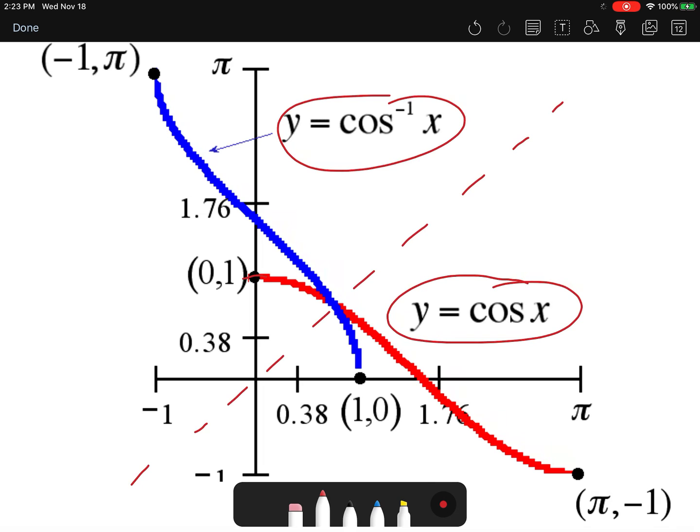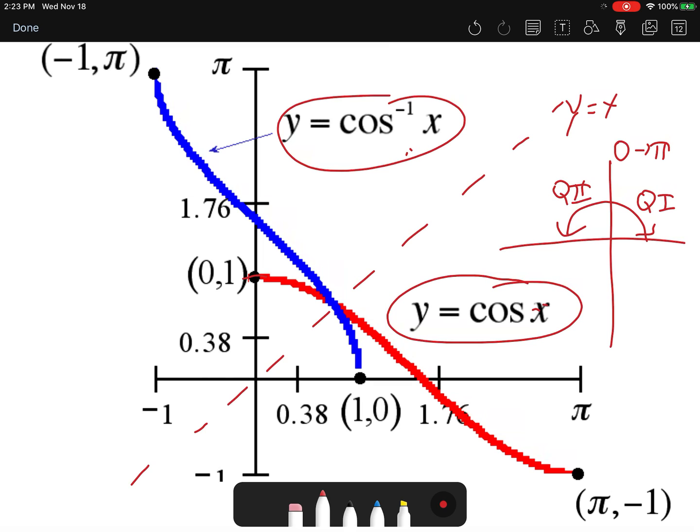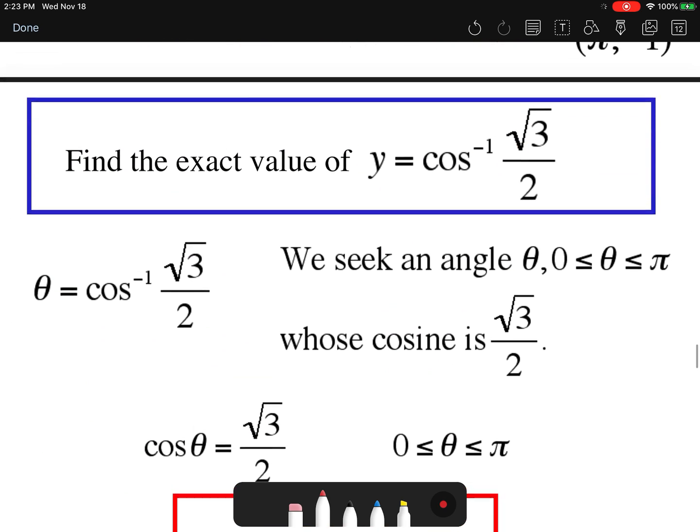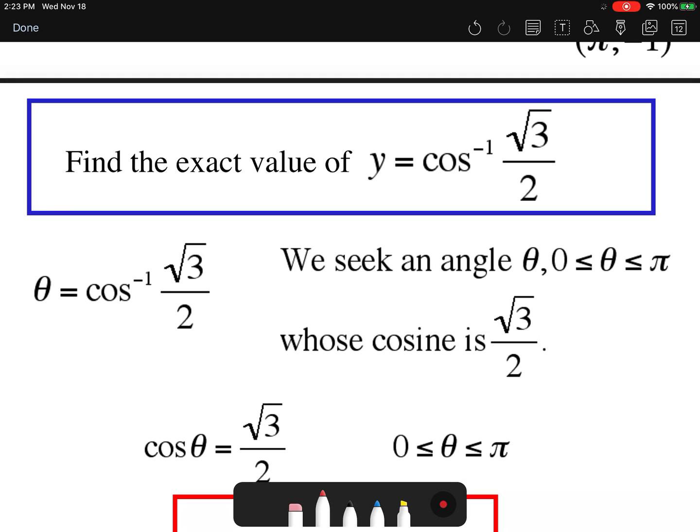That's kind of dumb. So again, though, if you grab the y equal x axis, you can see that it's reflected. So this is the inverse of cosine. Now, remember, we're only looking at inverse cosine here. So from 0 to pi, that's it. We're only looking at quadrant 1 and quadrant 2 for our answers for inverse cosine. So find the exact value of y equal inverse cosine of rad 3 over 2.